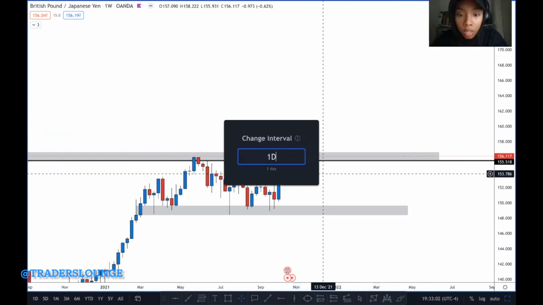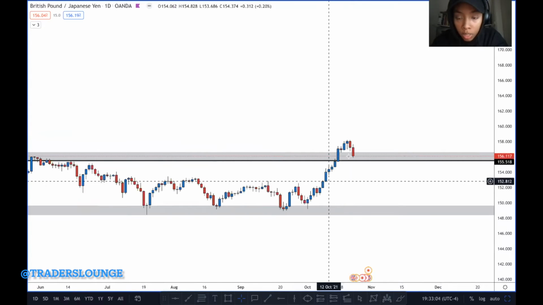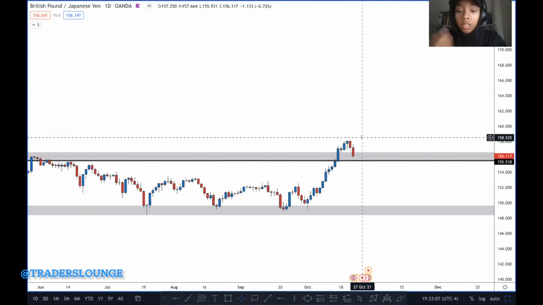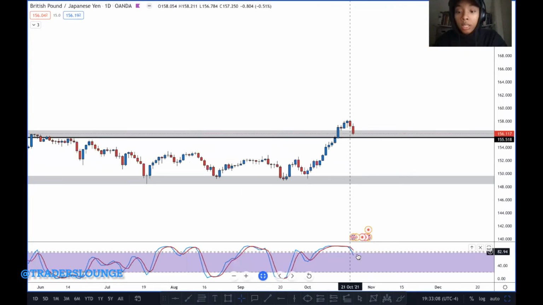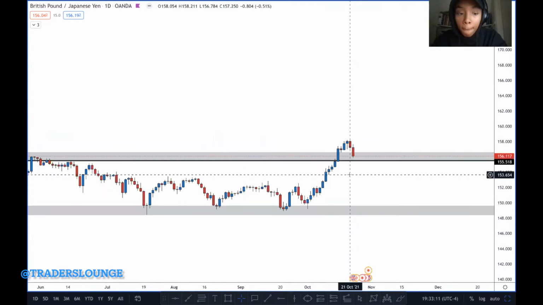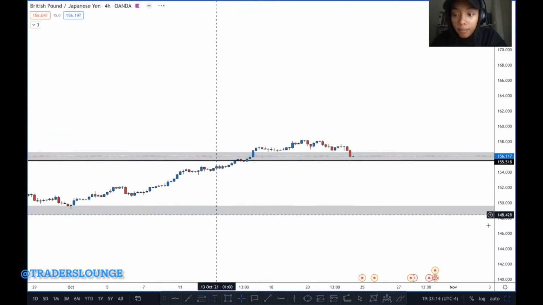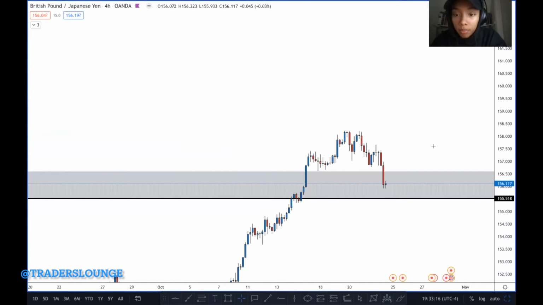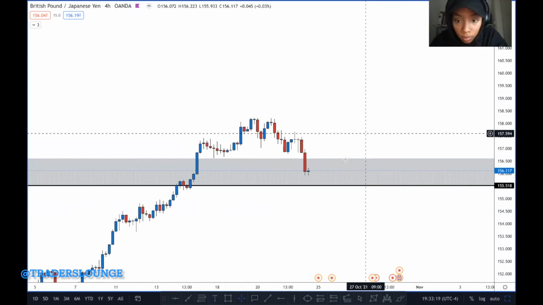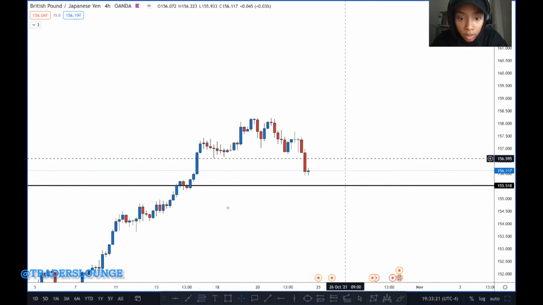Went down to the daily. So look at that beautiful retest. Came up, and now we're retesting. See the stochastic. Stochastic is curling down. Go to the 4 hour. I'll probably get rid of this.